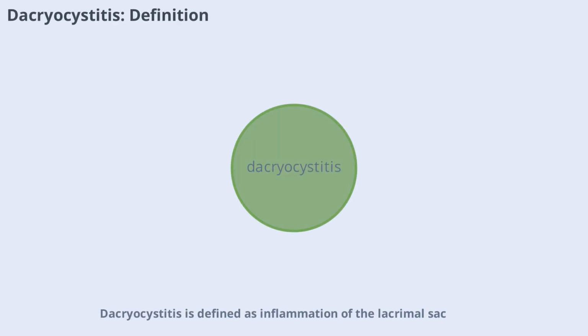Dacriocystitis is defined as inflammation of the lacrimal sac. This condition can occur at any age and is often associated with obstruction in the nasolacrimal duct, leading to stagnation of tears and subsequent infection. Dacriocystitis can present as either an acute or chronic condition, each with distinct clinical features and management strategies.